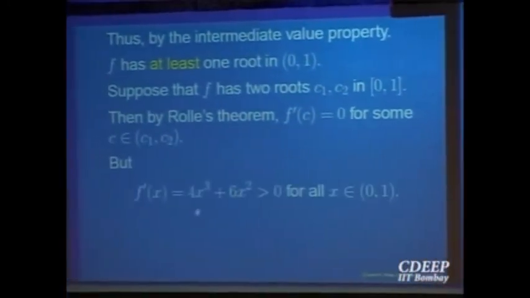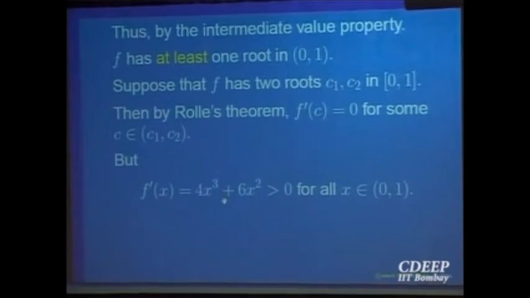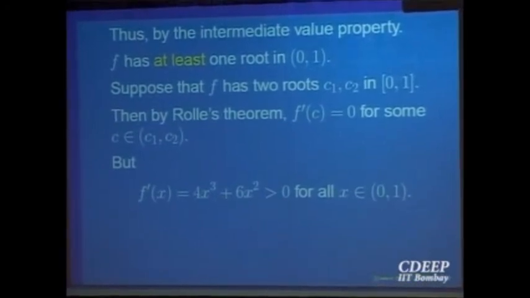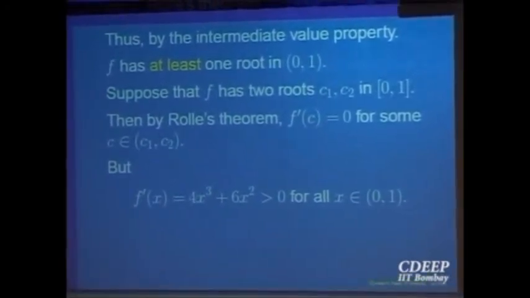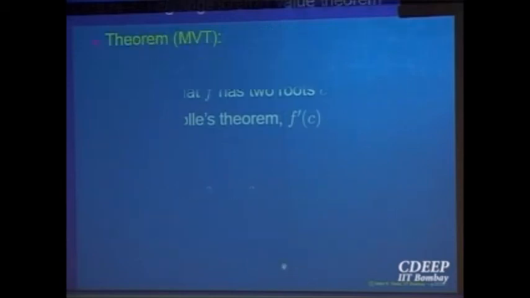But let us look at the derivative of this function. So there are points C1, C2. What is the derivative of this function? 4x cubed plus 6x square, which is never 0 in the interval 0 to 1. So that means our assumption that there are at least two different roots is wrong. That means this polynomial has only one root in the interval 0 to 1. So this is an application of this theorem. It has a unique root.